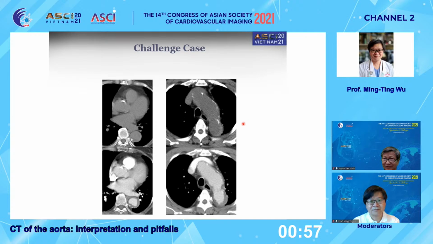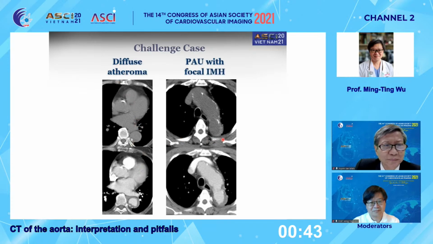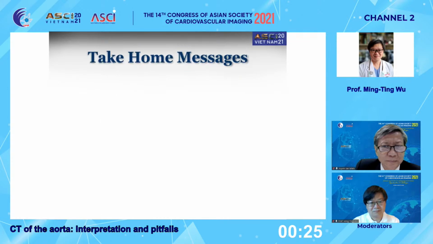The last challenge case is how do you call this one, and how do you call this one? I will call this diffuse atheroma, and this is PAU with focal IMH because there is irregular surface and protrusion and high density before contrast enhancement. But this is very common, just diffuse atheroma. Don't overcall this as PAU.